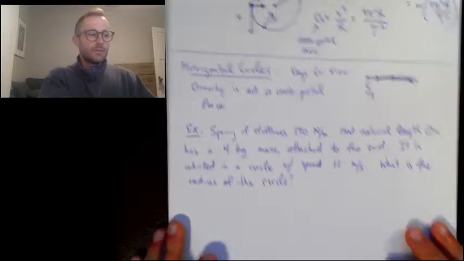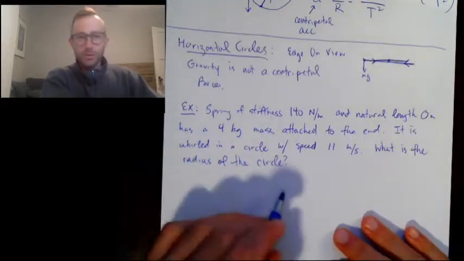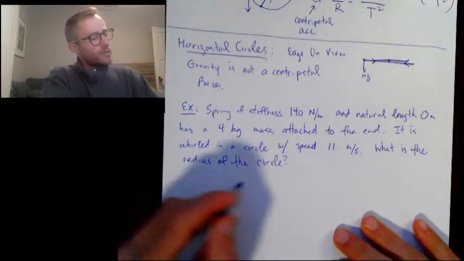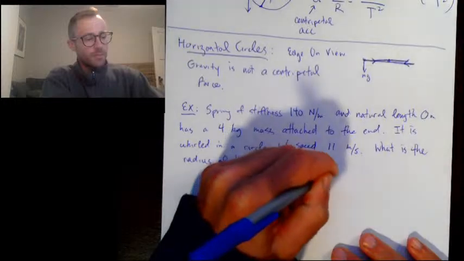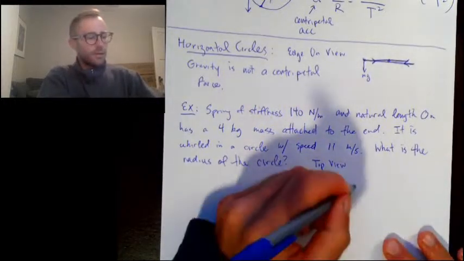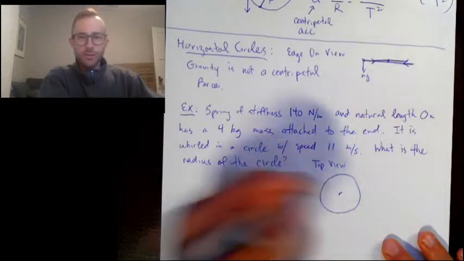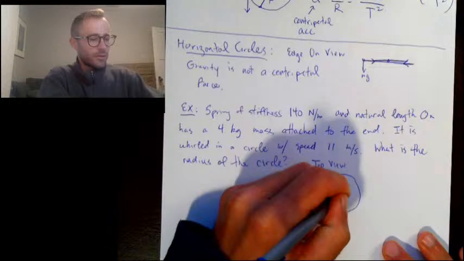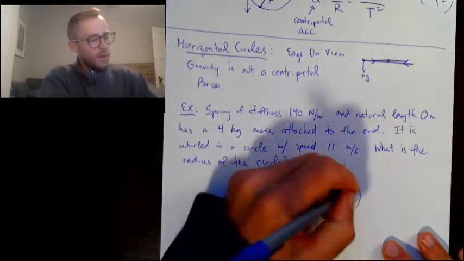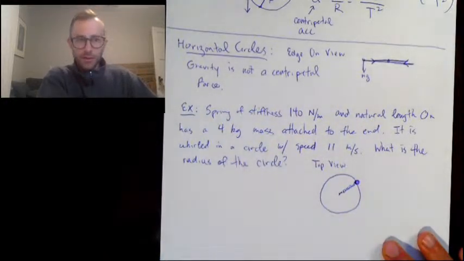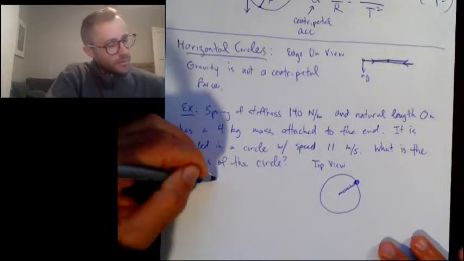I should have said horizontal circle. So if we think about this problem from a top-down perspective, top view, here's the circle, and here's the center of the circle. Someone's holding one end of the spring, and then the spring is extending out to the edge of the circle, and at the edge of the circle there's a mass. We're going to use Newton's second law, F equals ma.